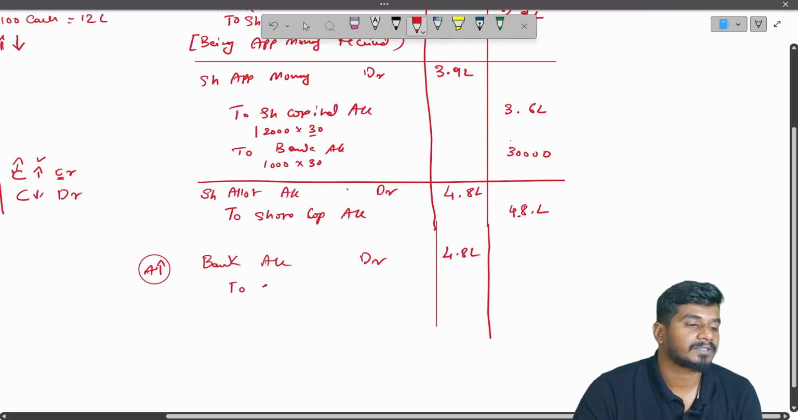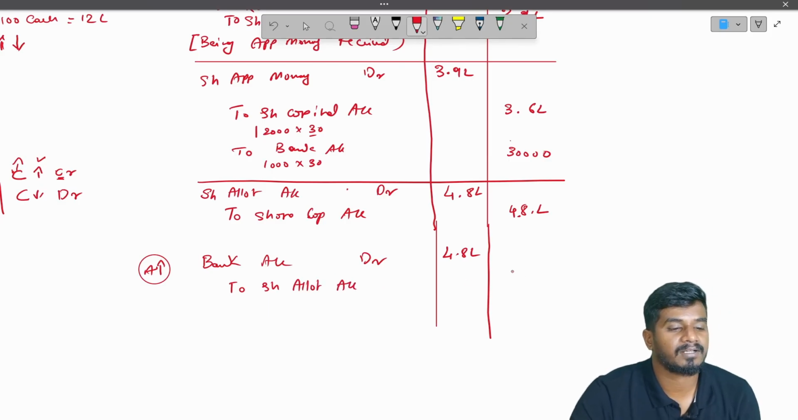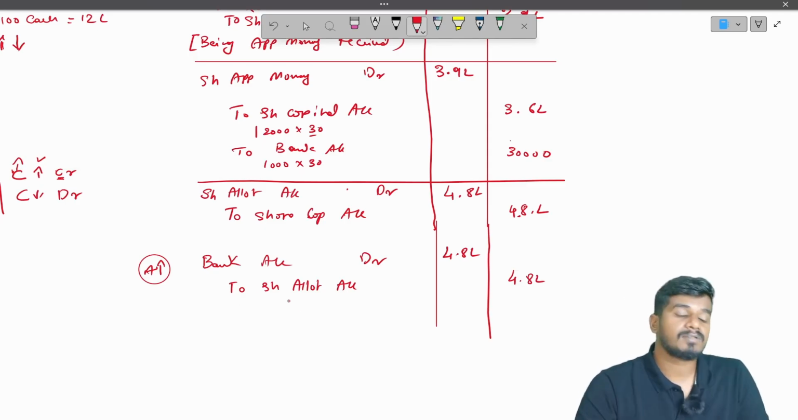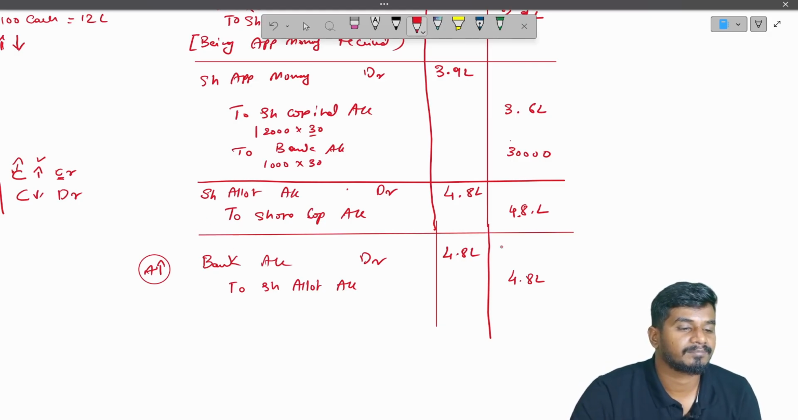To share allotment account, credit 4.8 lakh. Why is share allotment account credited? Because liability is increasing. So that's why we are crediting it. We need to pay it back to the shareholders. Correct. So liability is increasing.